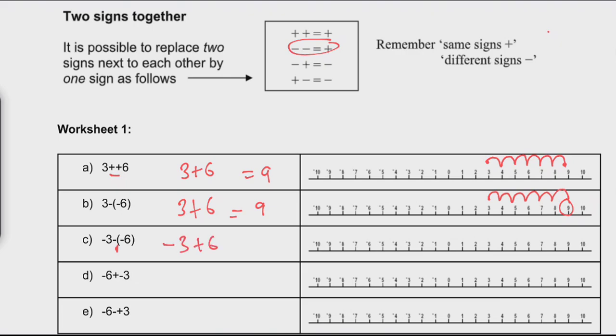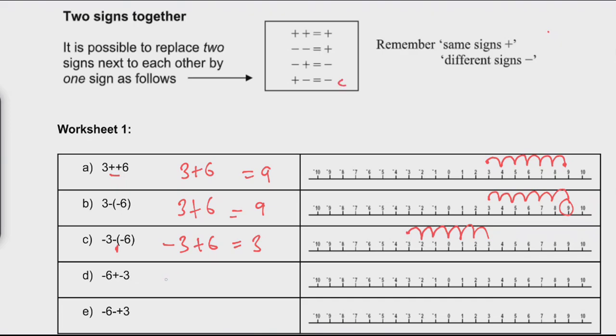So we want to look at our number line, go to minus 3, and move right 6 places. 1, 2, 3, 4, 5, 6. And then we end up at 3. Okay, so let's try this again with minus 6 plus minus 3 for our next example. Where are the two signs touching? In the middle, we've got a plus and a minus. And we know here that a plus and a minus makes a minus.